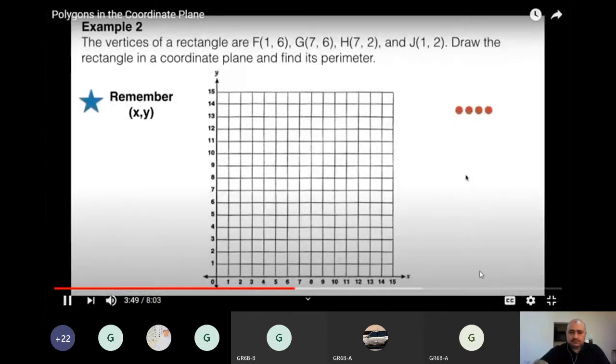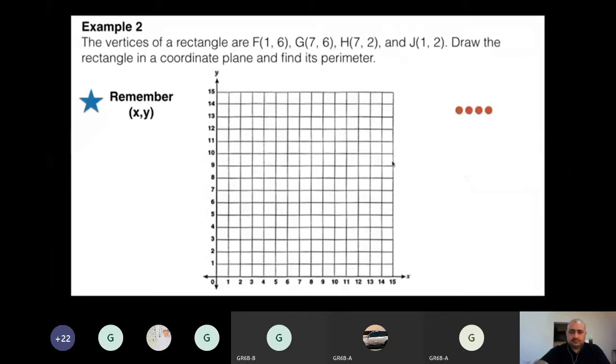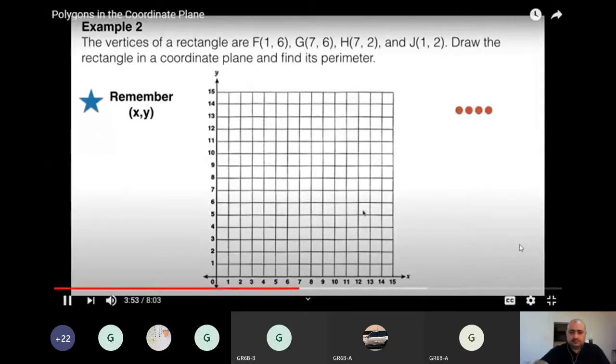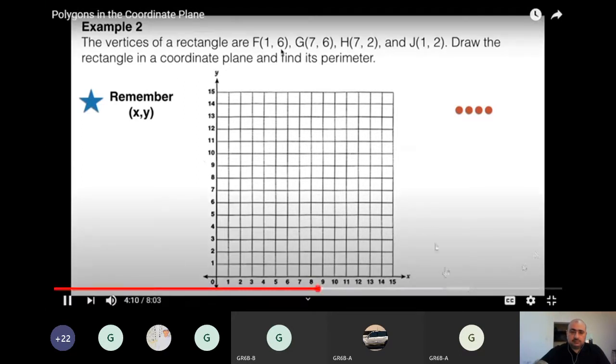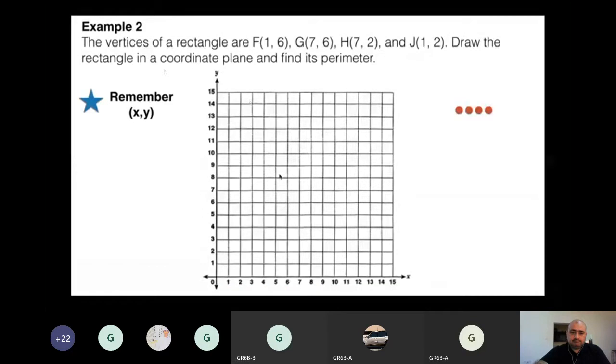Okay, here we go with example 2. So same thing. First thing you're going to want to do is create your coordinate plane. Again, we're only using the first quadrant, and you don't have to go all the way up to 15. If you look at the numbers, I think you go to 10 for each, the X and Y axis. That would be plenty. So let's see. The vertices of a rectangle are F at 1, 6, G at 7, 6, H at 7, 2, and J at 1, 2. Draw the rectangle in the coordinate plane and then find its perimeter.